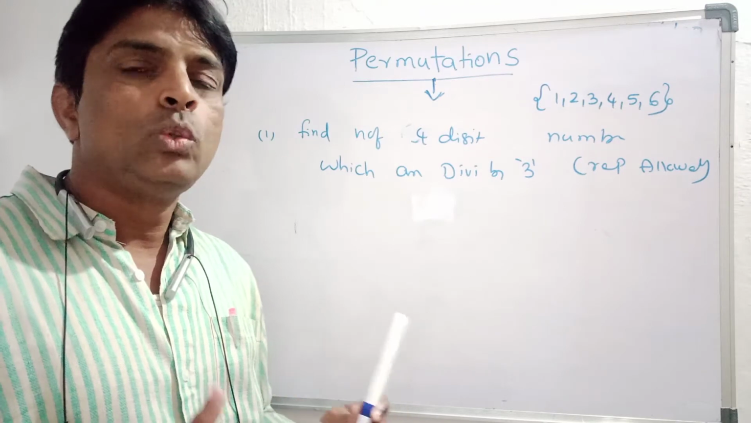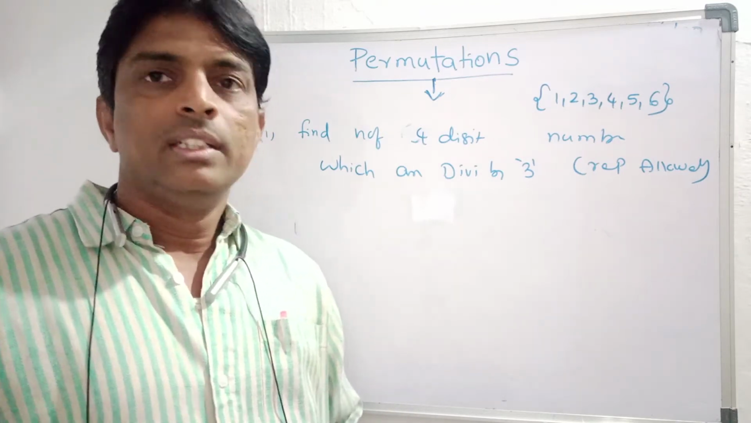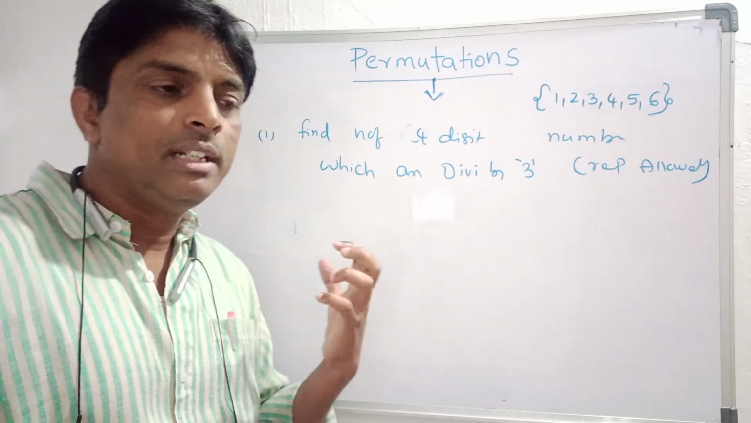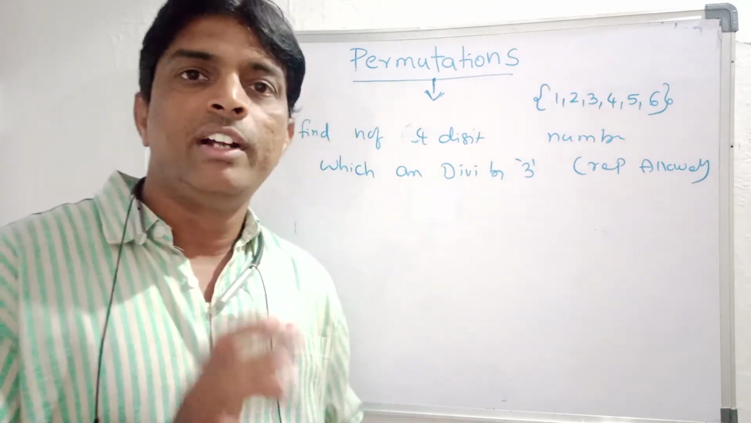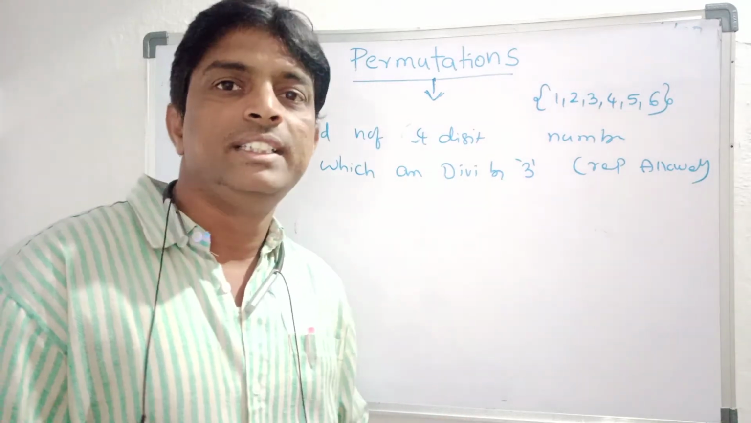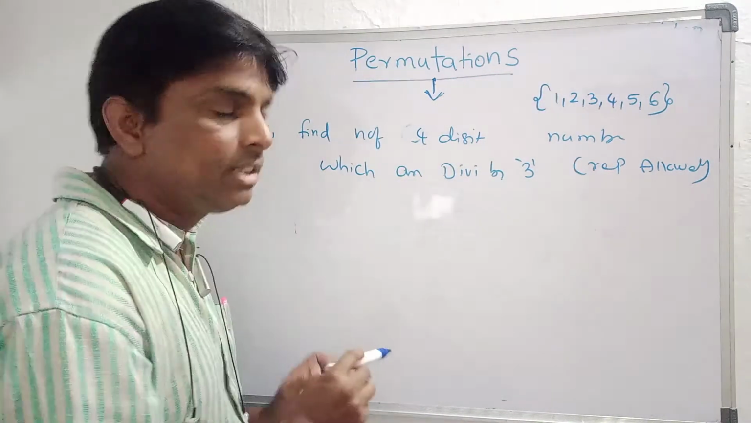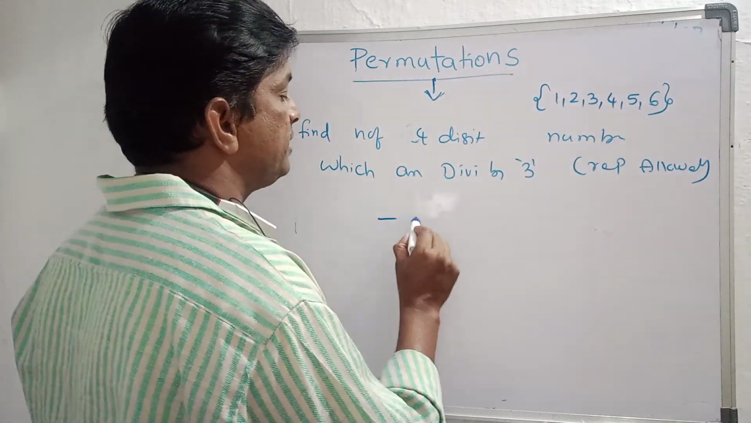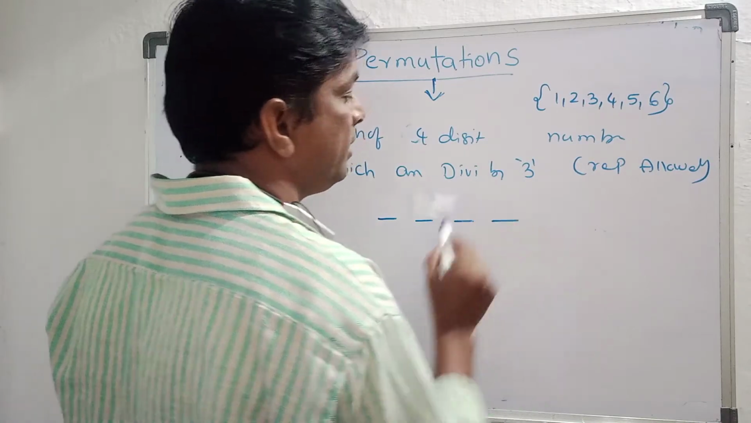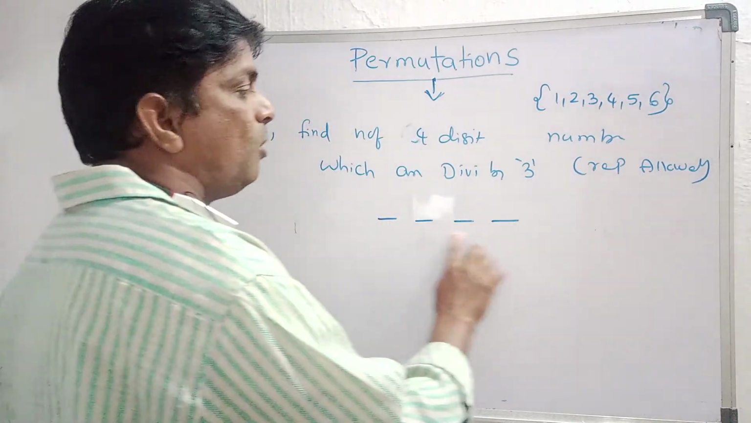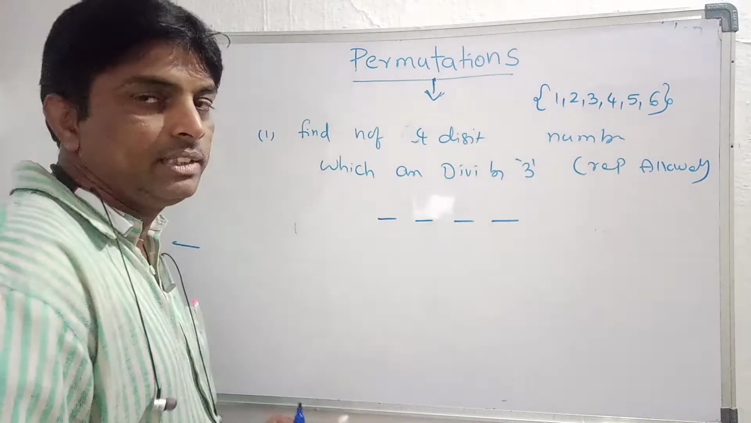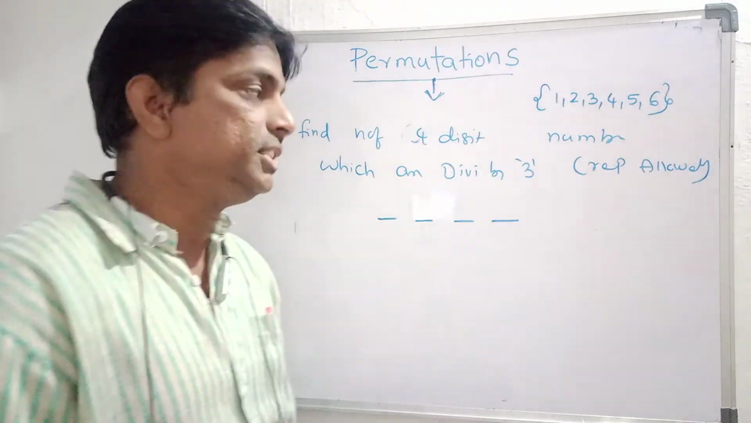See, what is the rule for divisibility by 3? As we know, a number is divisible by 3 if and only if the sum of the digits is divisible by 3. Now, it's a 4-digit number, so I have to allot 4 places: 1, 2, 3, 4. So the sum of all these places should be divisible by 3. Now let's see how we can get this 4-digit number.